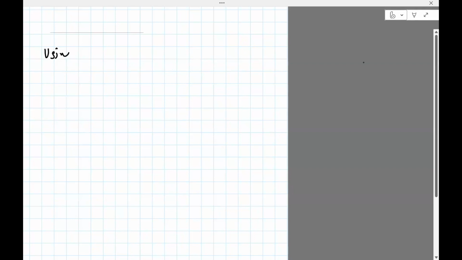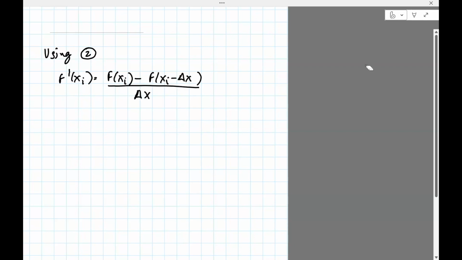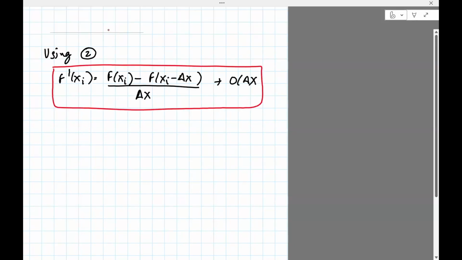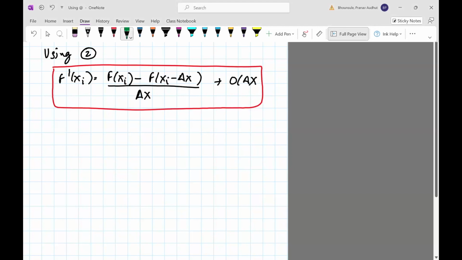So using 2, we can write f prime of xi equals f of xi minus f of xi minus delta x, divided by delta x. And this is also accurate to order delta x. So this thing, which I'm highlighting, is known as the 2-point backward difference formula.